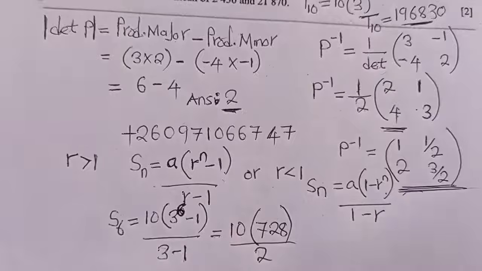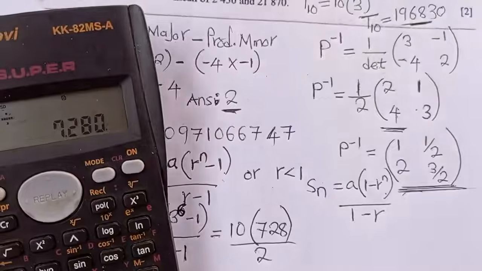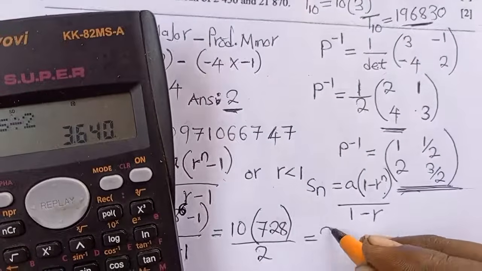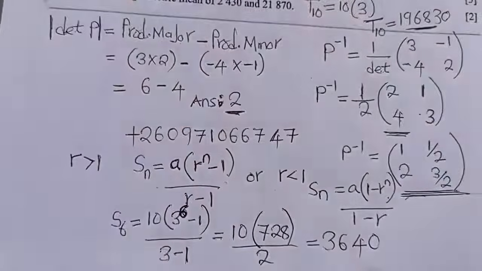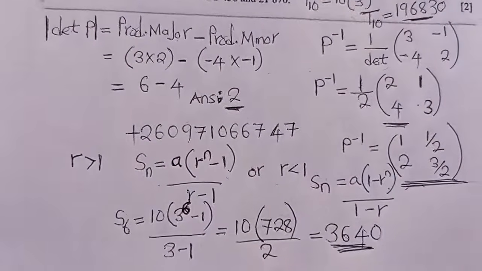This answer that has appeared, I say divide by 2. What answer am I getting? The answer that I'm getting is 3640. So this is the sum of the first 6 terms.